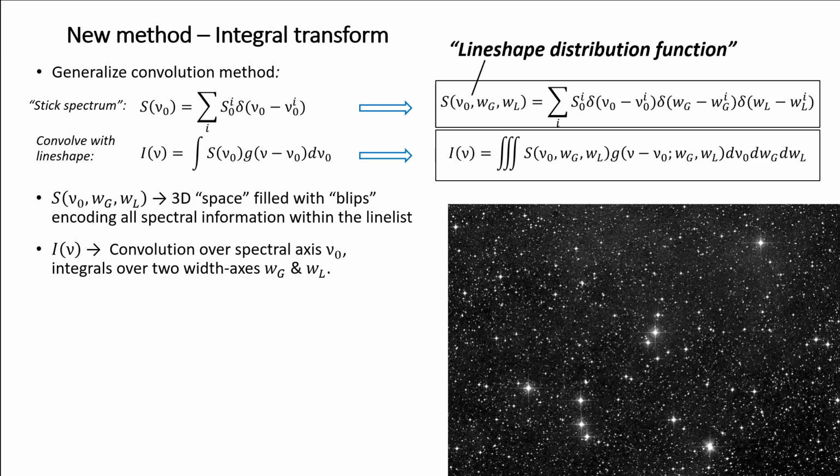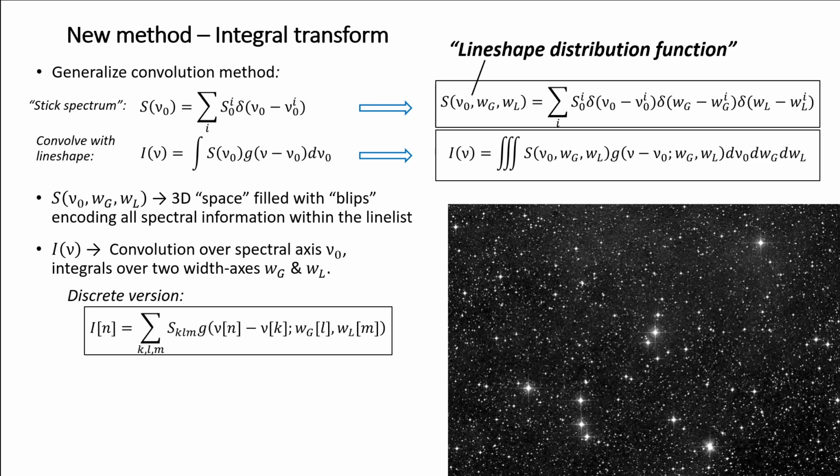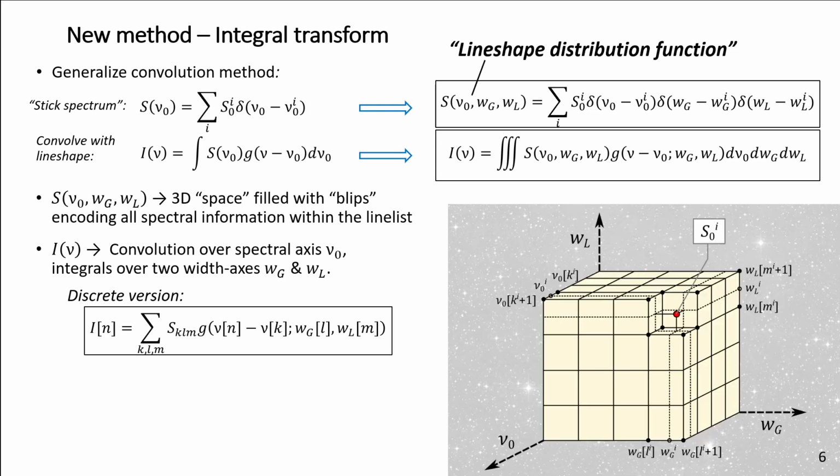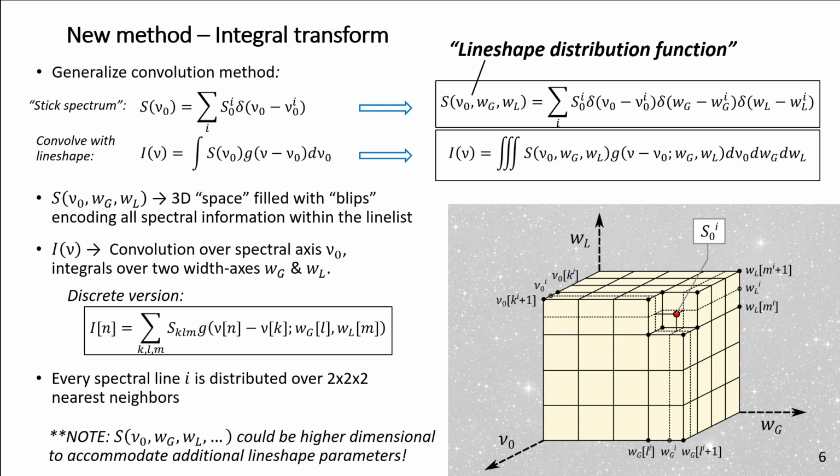Like before, we need a discrete version to use this in a program. The integrals can be replaced by sums, but like before, we must now account for the Dirac deltas in 3D space. Instead of having two nearest neighbors, in 3D space each spectral line has 2 times 2 times 2 is 8 nearest neighbors, over which the line strength should be distributed. Finally, before we move on, so far I've talked about 3D space because the Voigt profile takes 3 input parameters. In principle, this approach can be used for advanced profiles with more than 3 parameters as well, in which case the line shape distribution function will be higher dimensional.